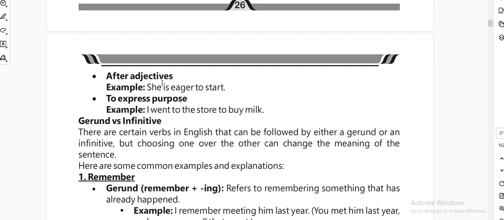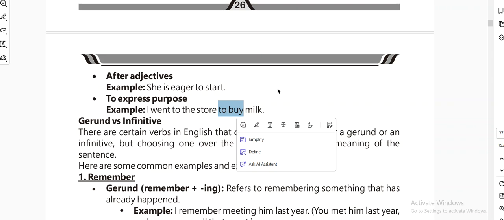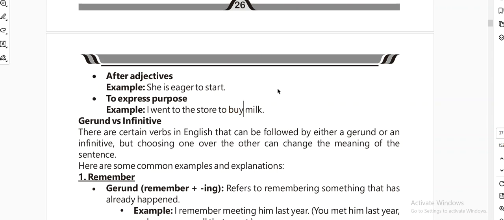Next, after adjectives. Sometimes they are used after adjectives. She is eager to start. So here we can say to start. To express purpose: I went to the store to buy milk. So the purpose is to buy, and this to buy is considered an infinitive.